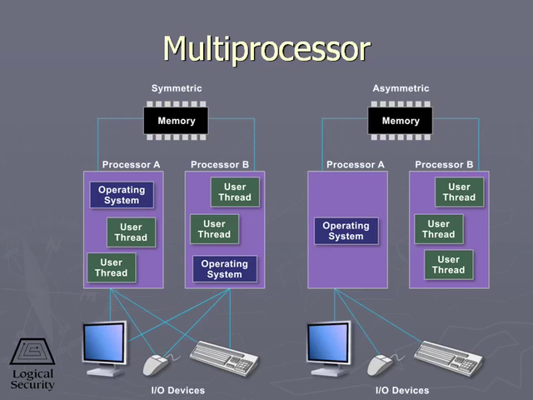Here's an example of actually two different systems with multiprocessors. On the left, we see symmetric multiprocessing, where we have processor A and processor B, and the operating system automatically load balances those two CPUs, and there is little adjustability that we can implement from an administrative perspective. On the right, we see asymmetric multiprocessing, where the operating system supports the ability to isolate processes or operating system or programs on one or more CPUs.